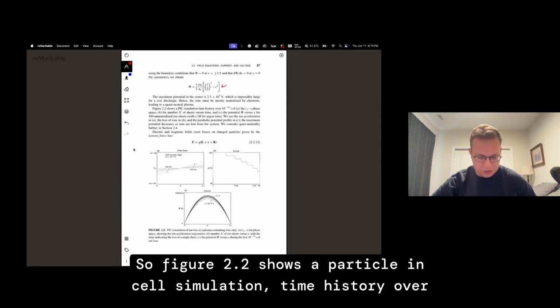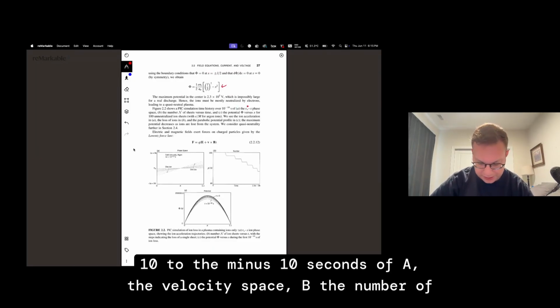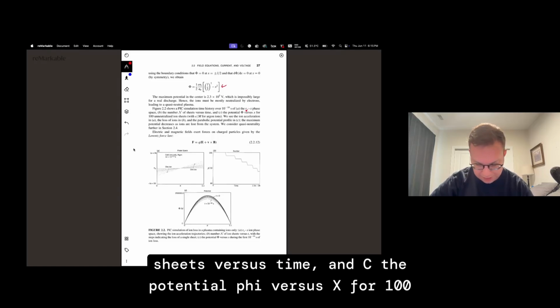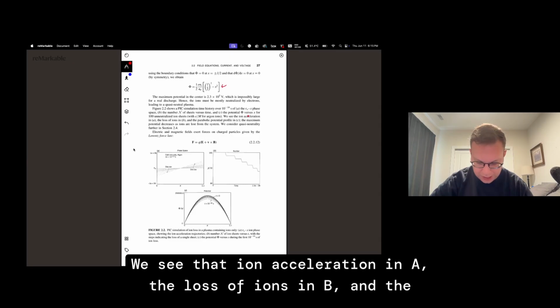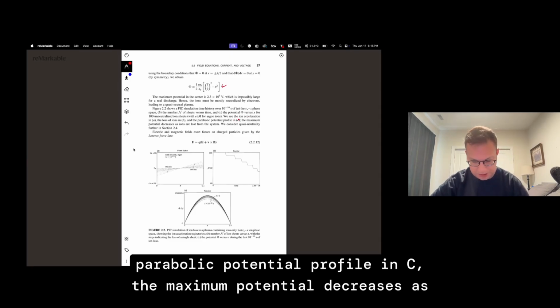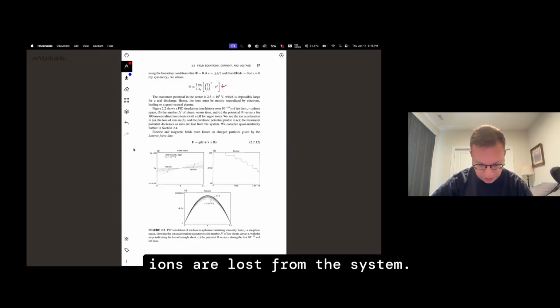Figure 2.2 shows a particle in cell simulation, time history over 10 to the minus 10 seconds of A, the velocity space, B, the number of sheets versus time, and C, the potential phi versus x for 100 unneutralized ion sheets with E over m for argon ions. We see the ion acceleration in A, the loss of ions in B, and the parabolic potential profile in C. The maximum potential decreases as ions are lost from the system.